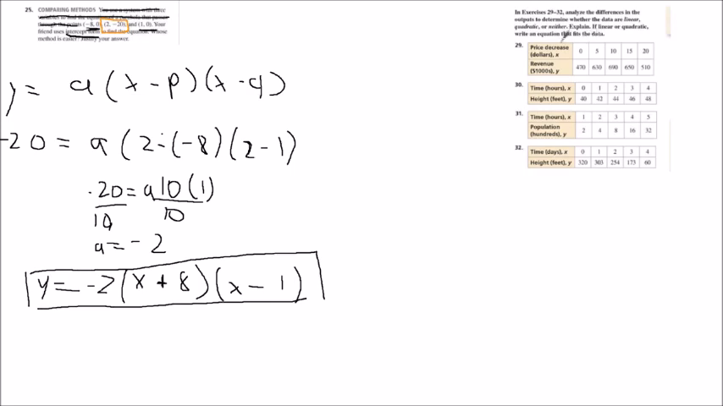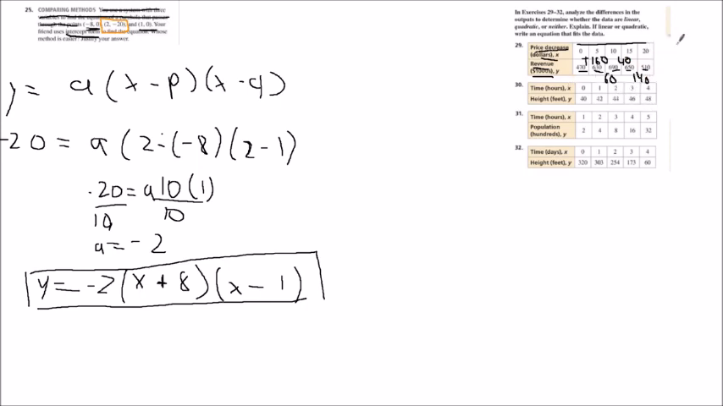Next, analyze the differences in the outputs to determine whether the data are linear, quadratic, or neither. So we have our price increase in dollars in x and our revenue in thousands of dollars in y. We have 470, 630, 690, 650, 510. So let's analyze. As x increases, this is an increase of 160. This is an increase of 60. This is a decrease of 40, and this is a decrease of 140. So it looks pretty promising so far.